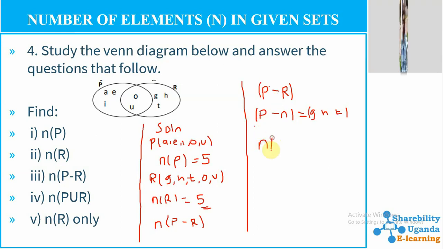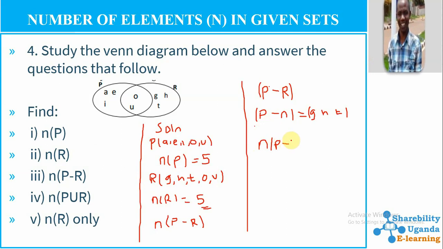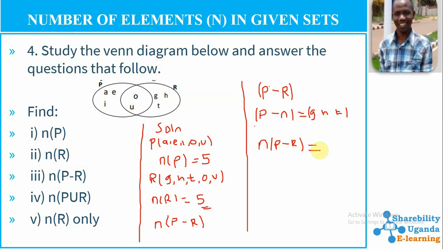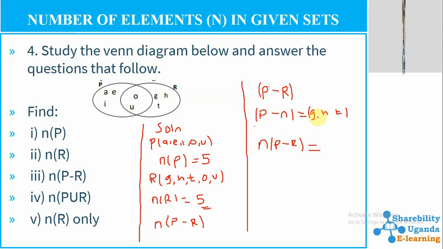After getting these members, this is our P minus R, and now we can get the number of elements of P minus R. How many are they? We just need to count them. This is 1, 2, 3. So there are only 3 members in P minus R.